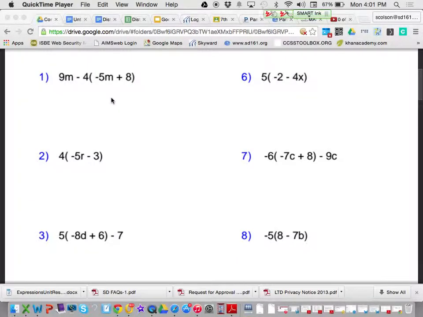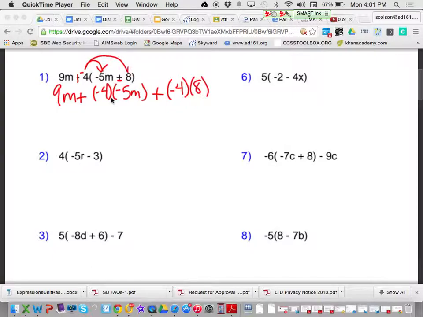So in number 1, we have 9m plus a negative 4 times negative 5m plus 8. The 9m, I need to do the distributive property, so I'm going to do 9m, and then this is going to be negative 4 plus a negative 4 times negative 5m plus, here's my plus sign, negative 4 times 8.